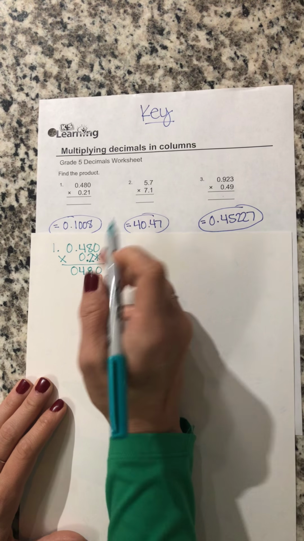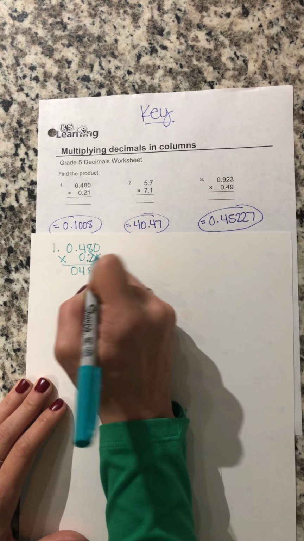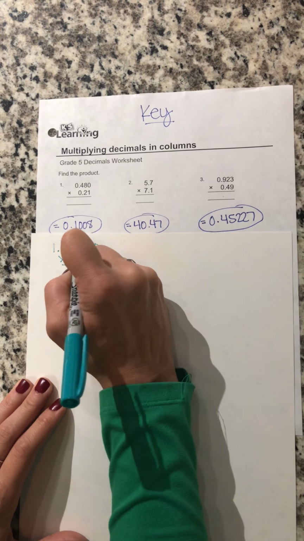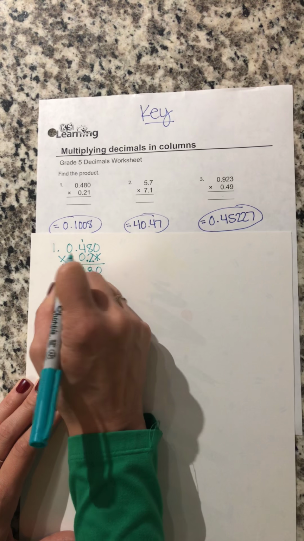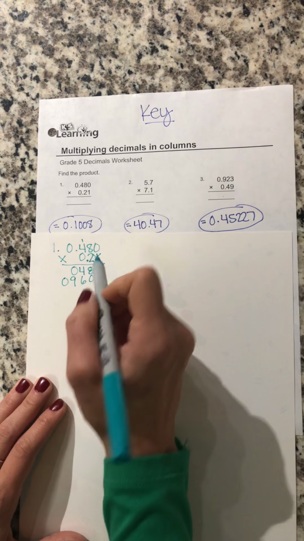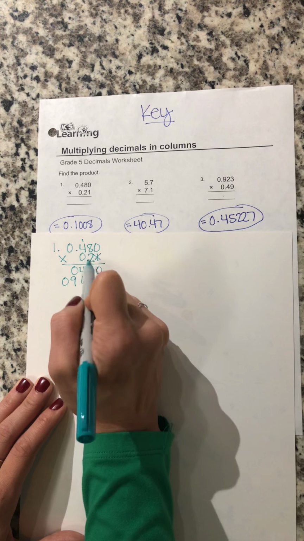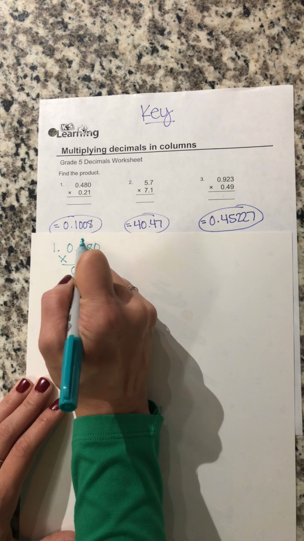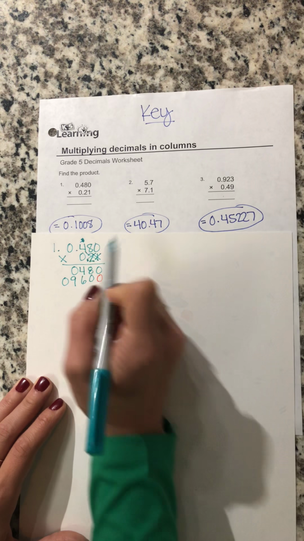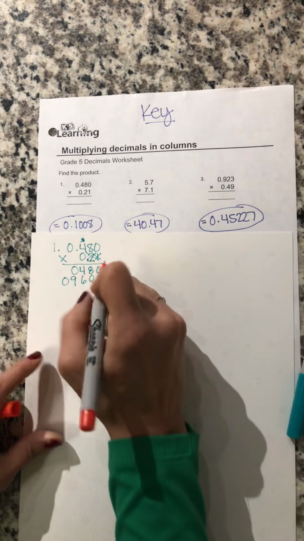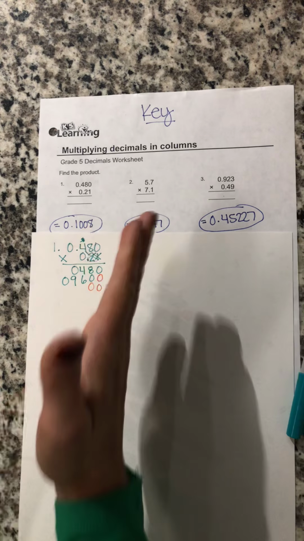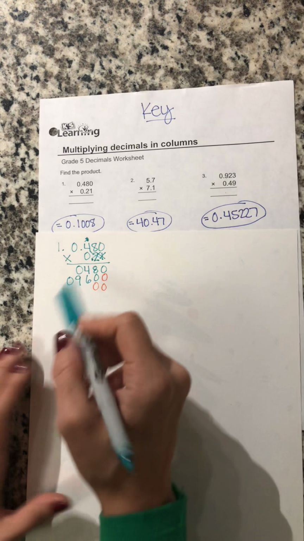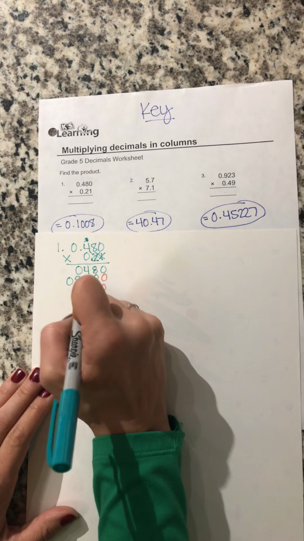2 times 0 is 0. 2 times 8 is 16. Bring out the 1. 2 times 4 is 8 plus 1 is 9. 2 times 0 is 0. I am now done with my 2. I multiplied everything on the top. I can cross this little guy out so I don't get confused. Cross him out. And to hold its place, I'm now going to put 2 zeros because I've moved over 2 positions. So now, my last number, 0 times 0 is 0.